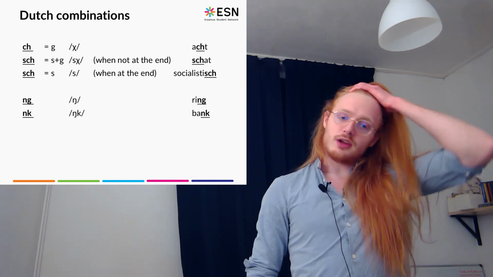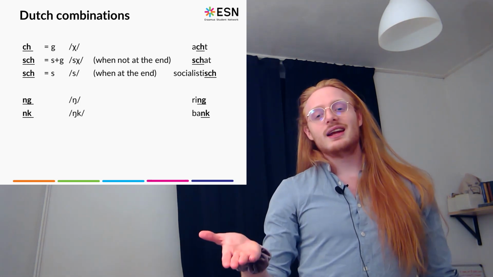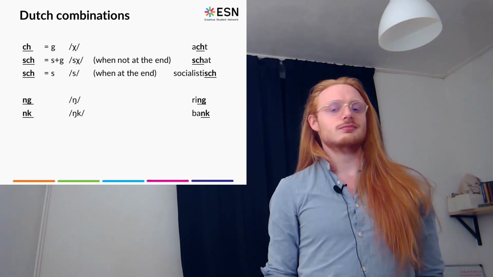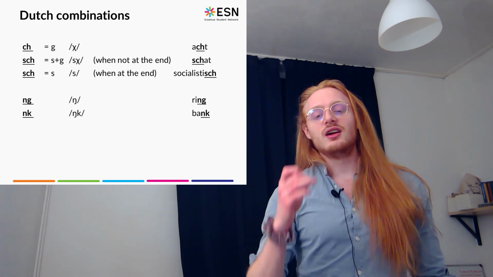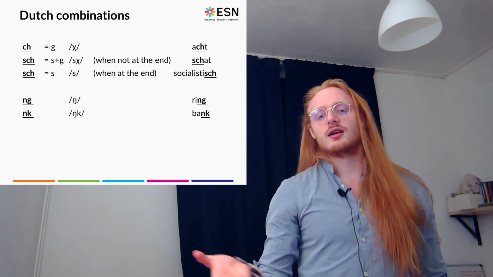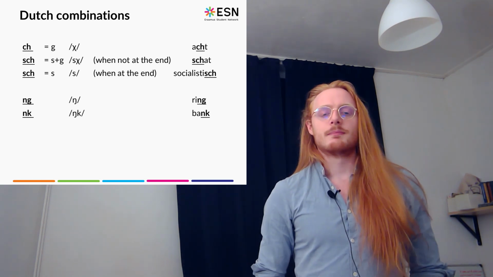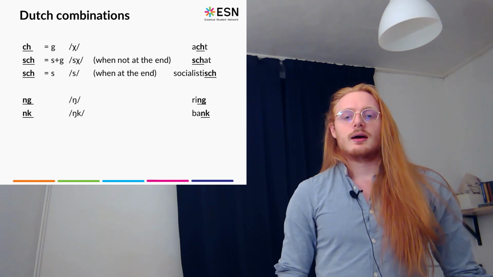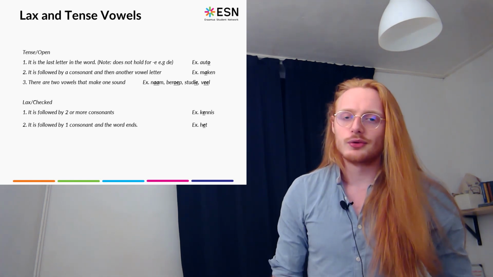NG is just pronounced as ng, like in the English word ring. In Dutch it's ring, the same pronunciation. And NK is pronounced as nk, like the Dutch and English word bank. Straightforward, you know this. All right, that is it for the consonants. Now moving on to the vowels.